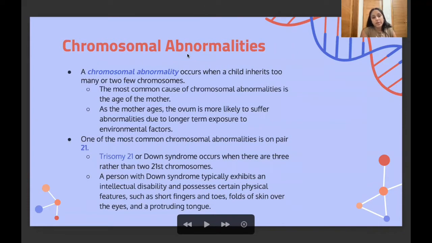So, chromosome abnormalities. It occurs when a child inherits too many or too few chromosomes. The most common cause of chromosome abnormality is the age of the mother. This is because as the mother ages, the ovum is more likely to suffer abnormalities due to long-term exposure to environmental factors. A very common chromosome abnormality is on pair 21, also known as trisomy 21 or Down syndrome. This occurs when there are 3 or more 21st chromosomes. A person with Down syndrome typically exhibits an intellectual disability and possesses certain physical features such as short fingers, toes, folds of the skin over the eyes, and a protruding tongue.